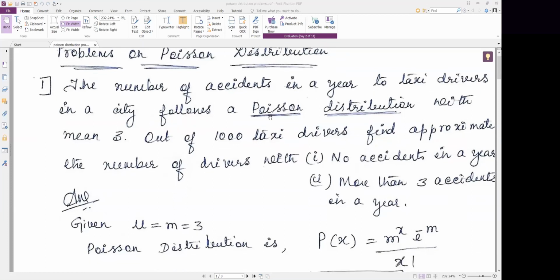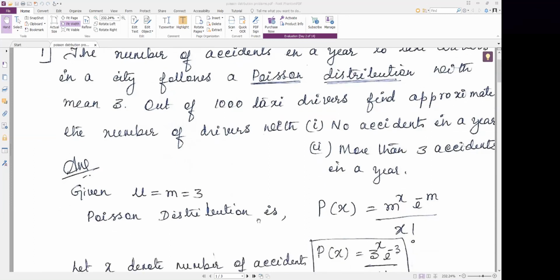Now in that they have clearly mentioned you need to apply which distribution? Poisson distribution. Now what information is given to you in this question? They have given mean as 3. For Poisson distribution, we have already derived the mean mu. Mean mu is nothing but m in the case of Poisson distribution. So that m value is already given in the question, that is 3.